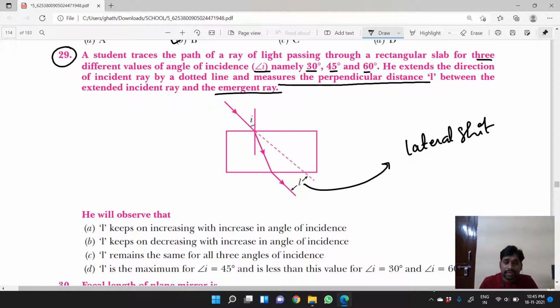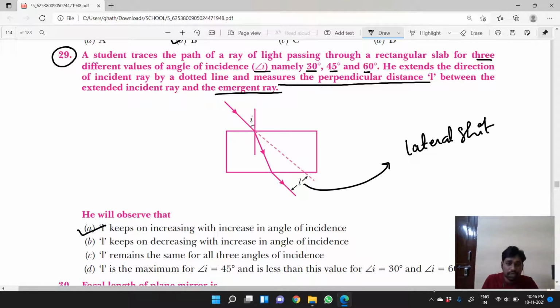So as angle of incidence increases, the lateral displacement also increases, because the lateral displacement depends upon the angle of incidence. L keeps on increasing with angle of incidence. So the answer is A is correct.